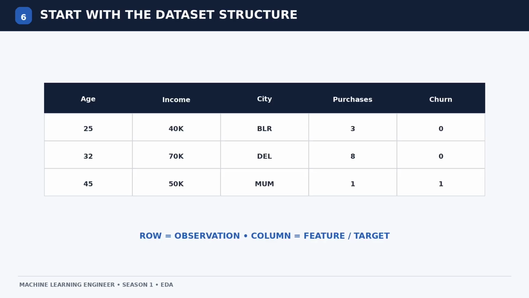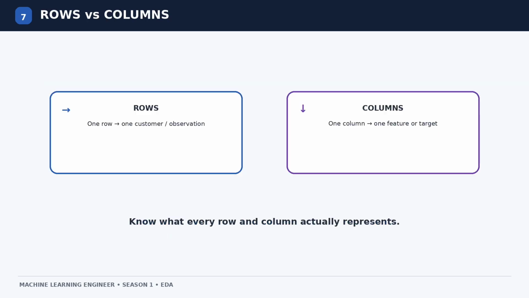The first step is simply understanding the structure of the dataset. Imagine we are building a customer churn model. We might have features like age, income, city, and number of purchases. And our target could be churn. Churn is whether the customer leaves or stays. Each row generally represents one observation. In this example, one row represents one customer. Each column represents some piece of information about that customer. Understanding this sounds basic, but it's important because every later decision depends on knowing what each row and column actually represents.